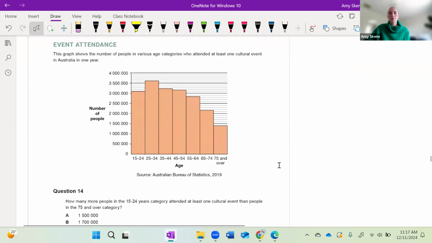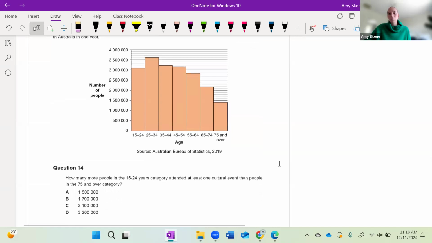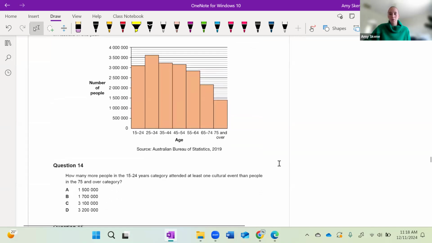Okay, next, event attendance. Again, this is in the topic of statistics, but it is a bar chart for us. Okay, how many more people in the 15 to 24 years category attended at least one cultural event than people in the 75 and over category? So I'm comparing 15 to 24. My 15 to 24 is here. I'm also comparing it to 75 and over. My 75 and over is here. So I'm comparing those two charts there.